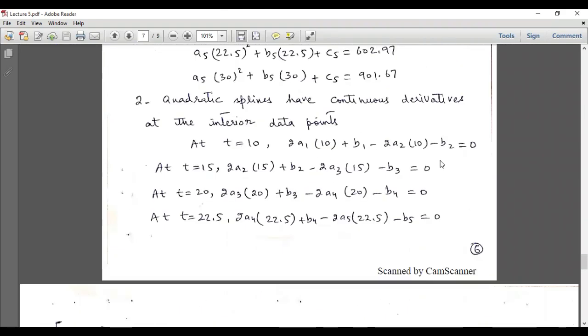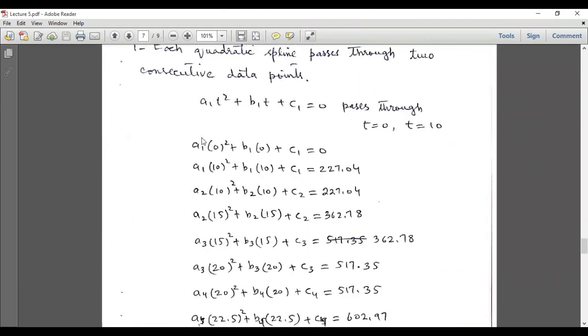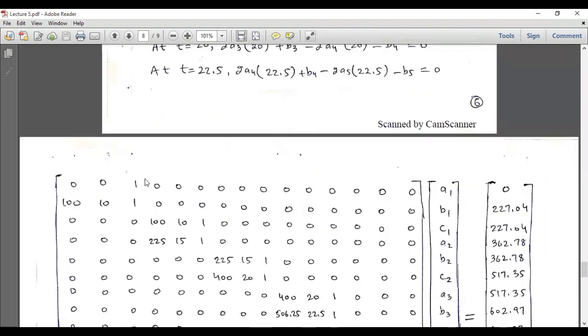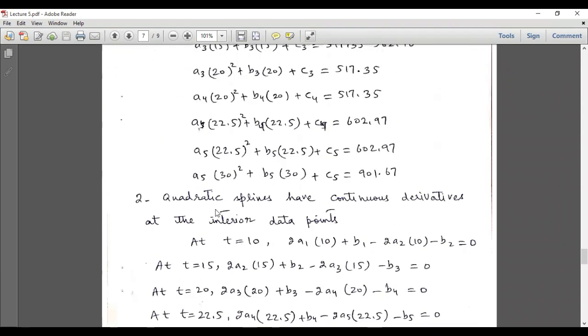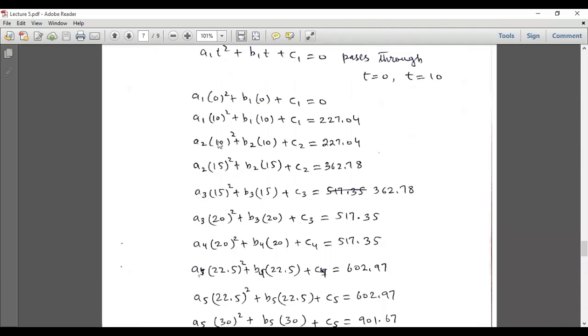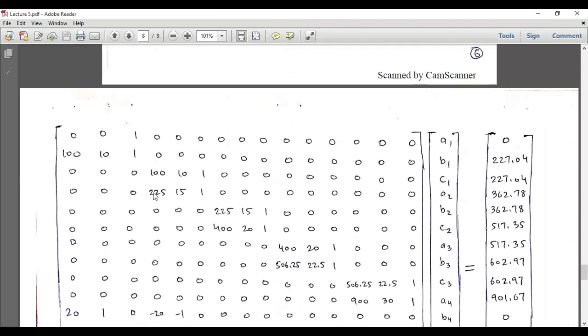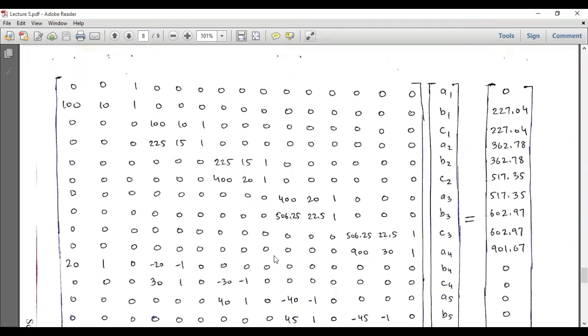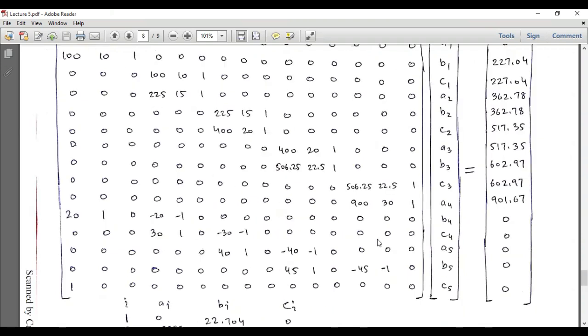These are the unknown values, and from the first equation, the coefficients are 0, 0, 1, and similarly 100, 10, 1. So 0, 0, 1, 100, 10, 1, and all other values will be 0. Similarly, from the second equation, we can see 100, 10, 1, 225, 15, 1, and so on. These are the first 10 equations, and the equations established by the derivative condition at the interior points start from the 11th row.